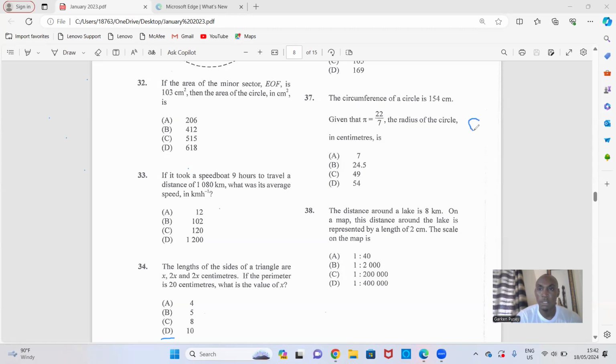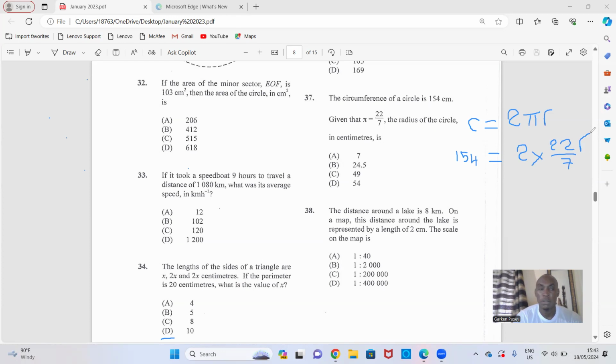All right, so first thing, to find circumference, we know it is 2 pi r. That's how you find the circumference of a circle. And the question is saying the circumference is 154. So we can say 154 is equal to 2 multiplied by pi, and the question gave us pi as 22/7. So 2 multiplied by 22/7 multiplied by the radius r.